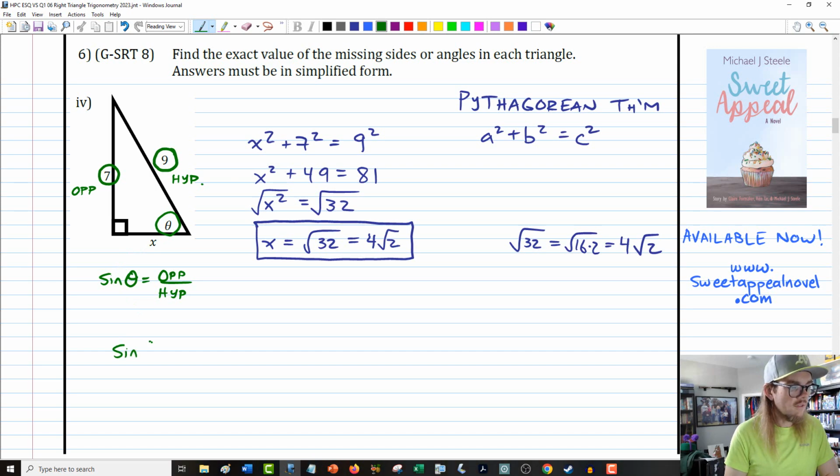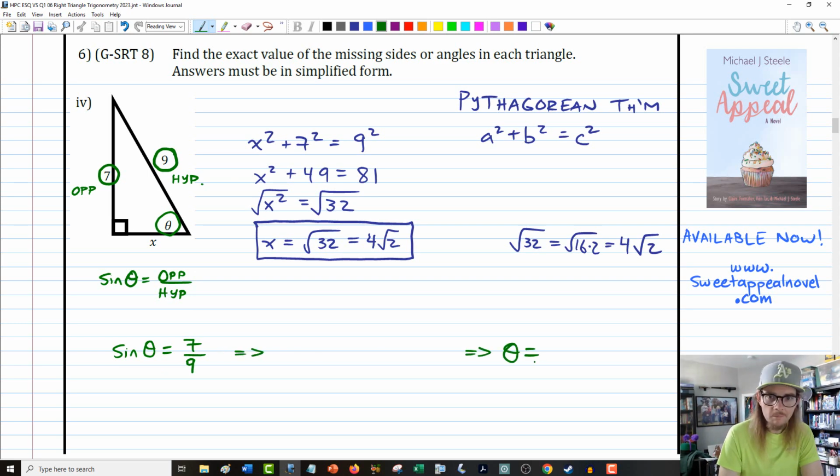I'm going to point out that the sine of theta is equal to opposite over hypotenuse. Now this doesn't answer our question because we don't have theta by itself. We are trying to find those values of the missing sides or angles, so we need to get the angle by itself. Our goal here should be to end up with, eventually, theta equals something.